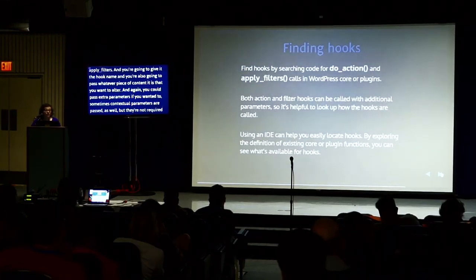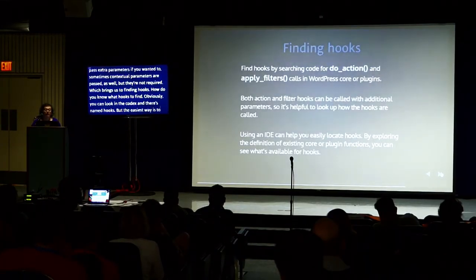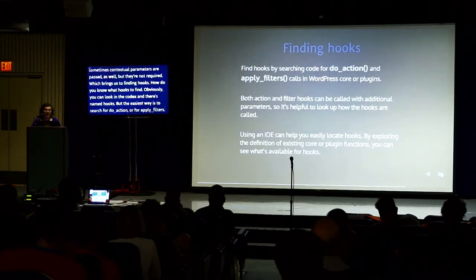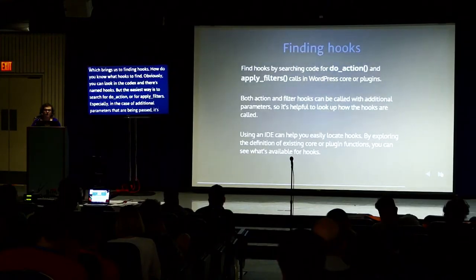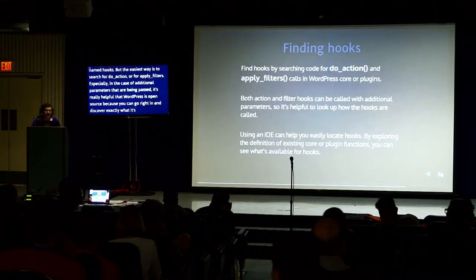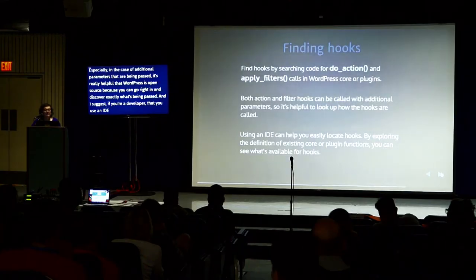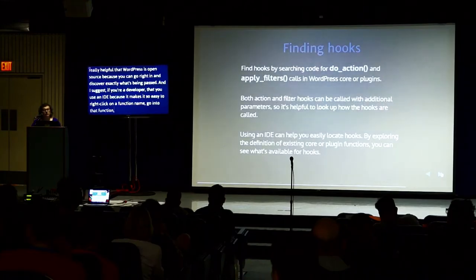Which brings us to finding hooks. How do you know what hooks to find? Obviously, you can look in the codex and you can see names of hooks. Some plugin or theme developers provide lists of the hooks, but the easiest way is to just search for do_action or for apply_filters. Especially in the case of additional parameters that are being passed, it's really helpful that WordPress is open source, because you can go right in and discover exactly what's being passed. And I suggest if you're a developer that you use an IDE, because it makes it so easy to right-click on a function name, go into that function, and see exactly what's going on in there.